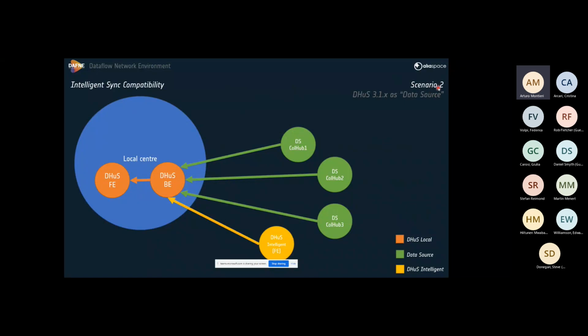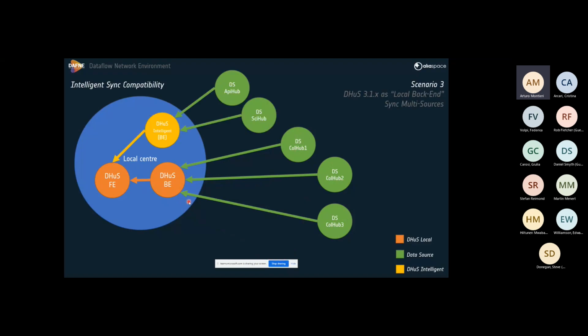Let's move on to scenario number two. In this case, basically it's the same scenario as before. The only difference is that in this case, our DHIS2 Intelligent instance is configured as an additional remote data source. So what we expect to see over the map is to visualize four different arches connecting the remote data sources with our backend in the local center.